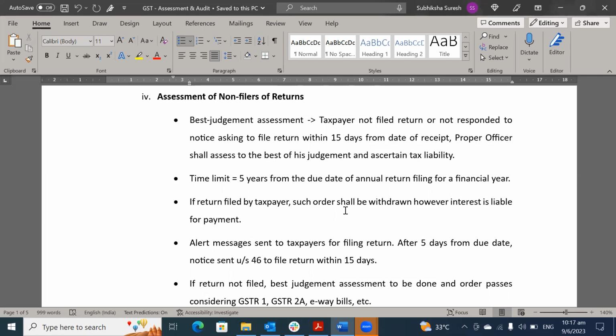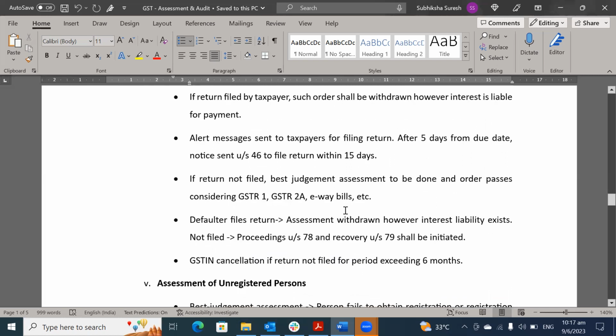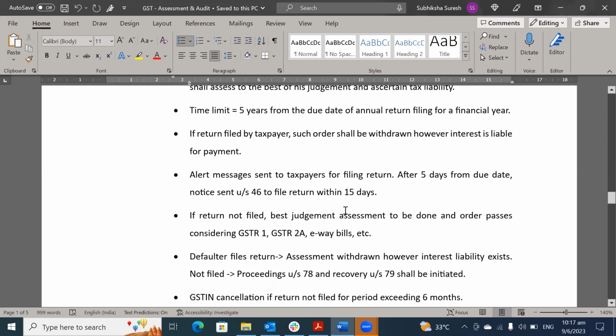If the taxpayer has not filed the return within 15 days, the proper officer will make a final assessment order stating the final tax liability and the interest and the penalty applicable. Within 30 days from the date of the assessment order, the taxpayer has to file the return. If he files the return within 30 days from the date of the final assessment order, such order passed by the proper officer shall be withdrawn.